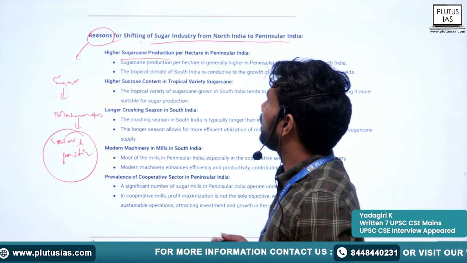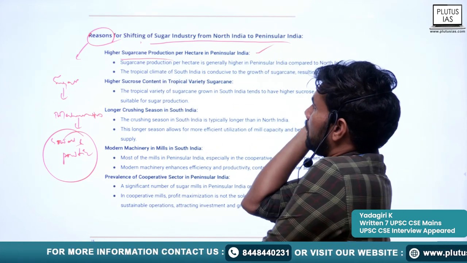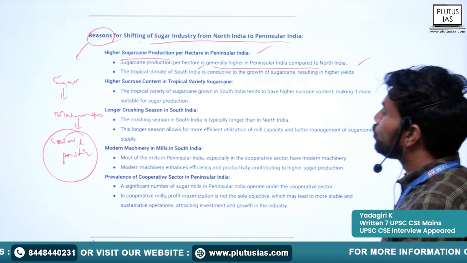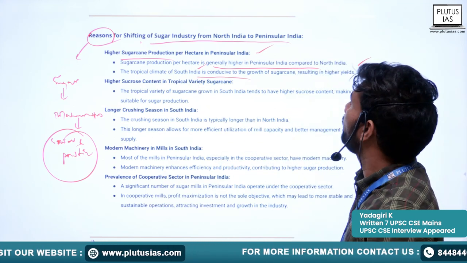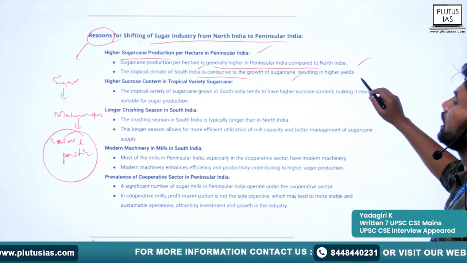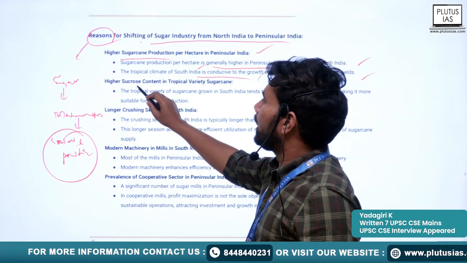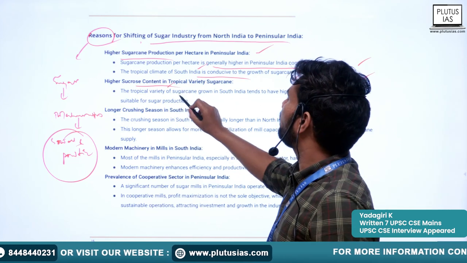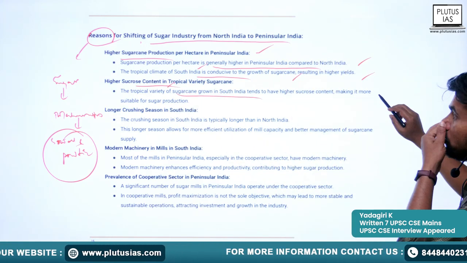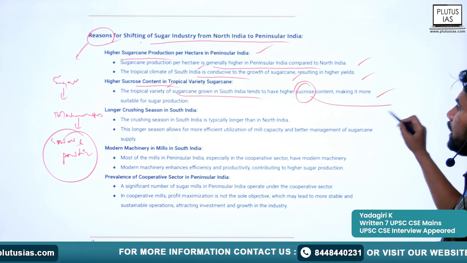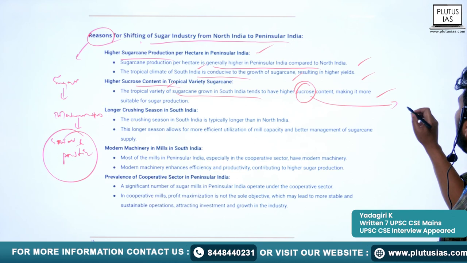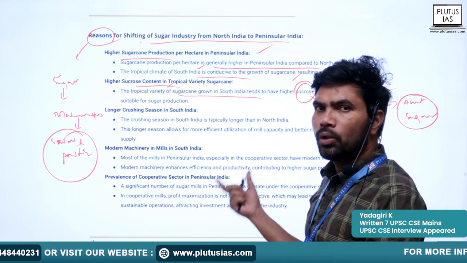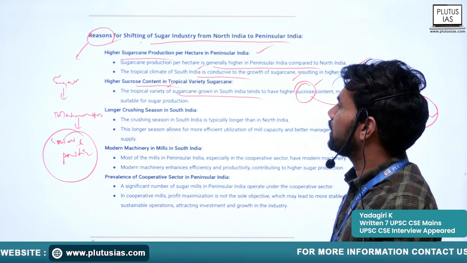So, higher sugarcane production per hectare in peninsular India. Sugarcane production per hectare is generally higher in peninsular India compared to northern India. The tropical climate of South India is conducive for the growth of sugarcane, resulting in higher yields. Next is higher sucrose content in tropical variety of sugarcane. This is also another important reason. The tropical variety of sugarcane grown in South India tends to have higher sucrose content. Based on the sucrose content only, the amount of sugar will be decided. I mean, the quantity of sugar also increases. This is also another important factor.